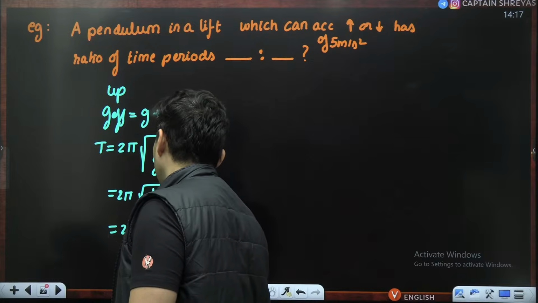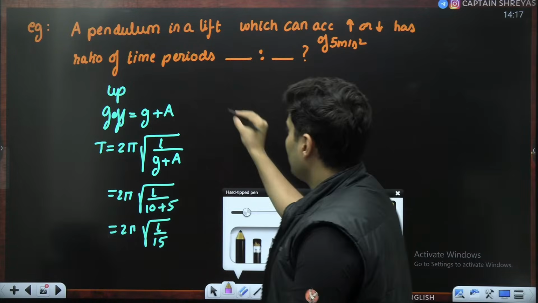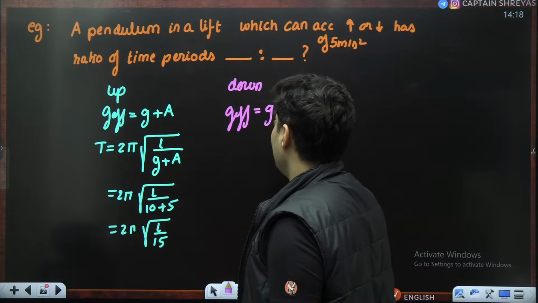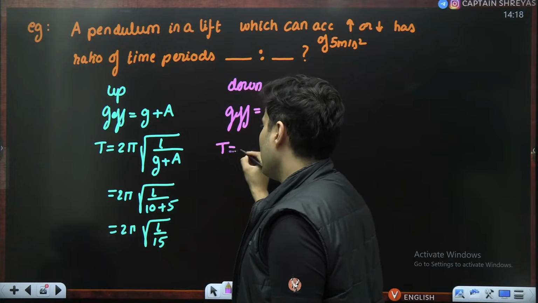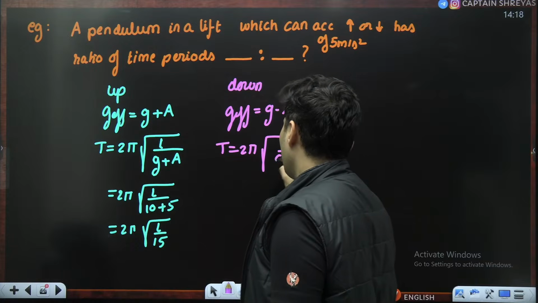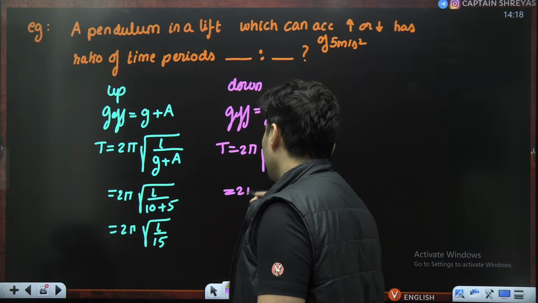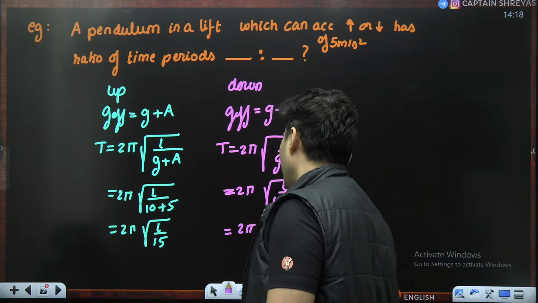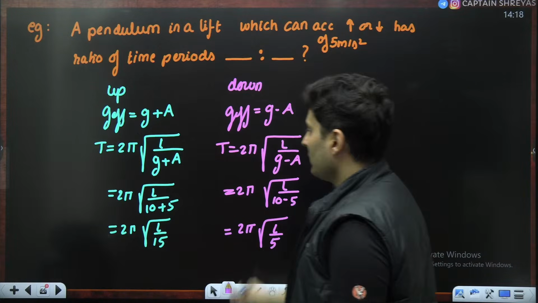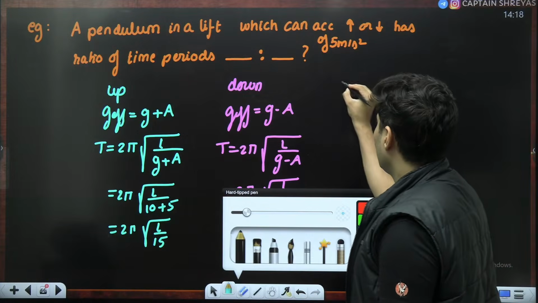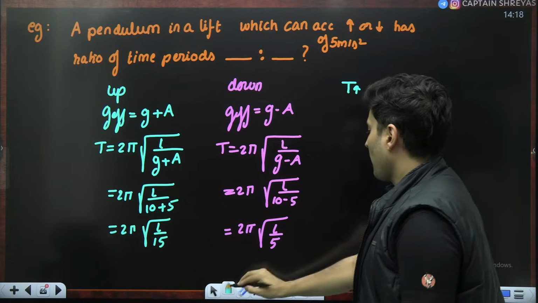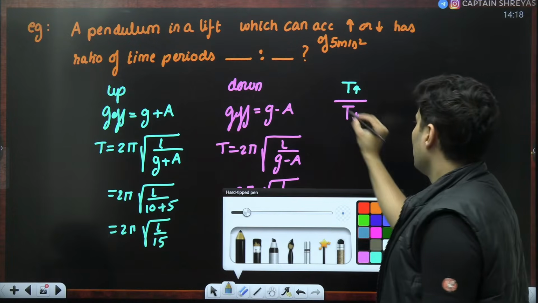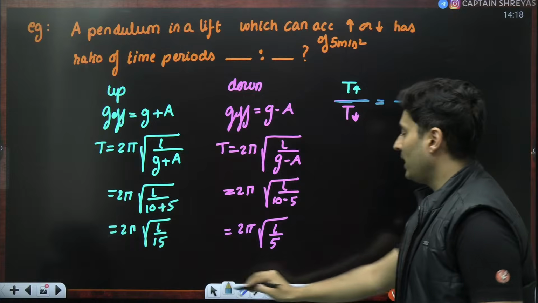Similarly, when it is going down, the effective gravity will be g minus a. So time period will be 2 pi under root L by g minus a. So it is 2 pi under root L by 10 minus 5. So it will be 2 pi under root L by 5. This is while going down. So the time while going up upon the time while coming down, if you take the ratio of this, what will happen?